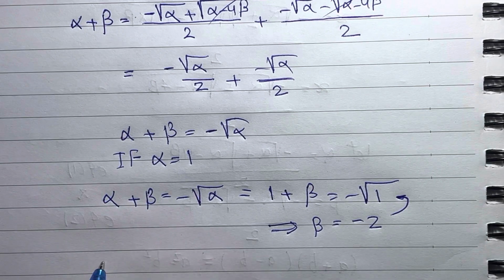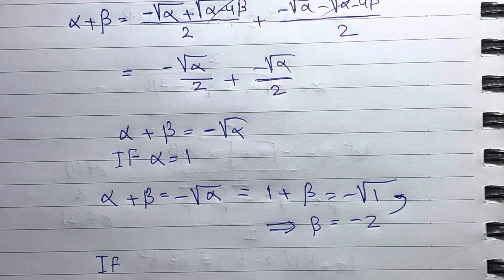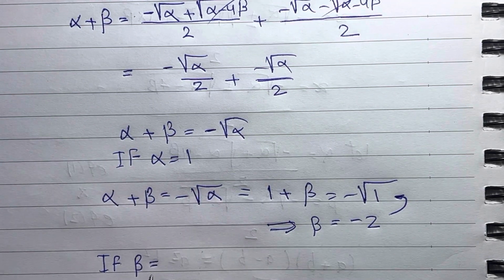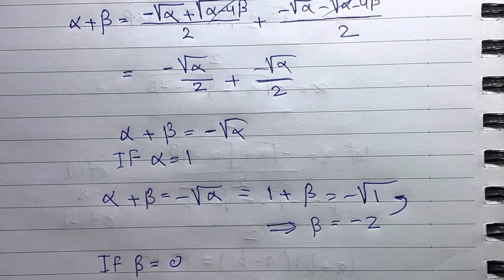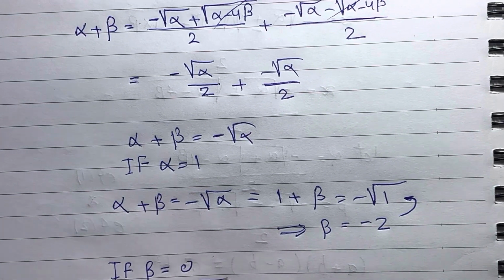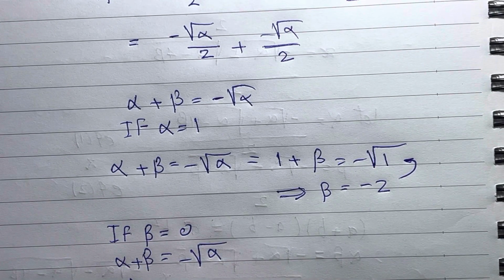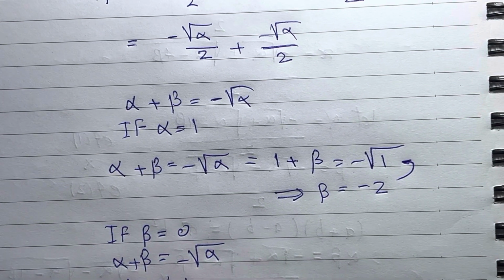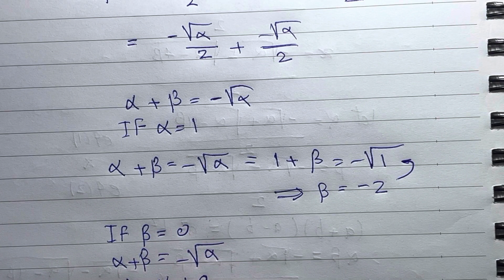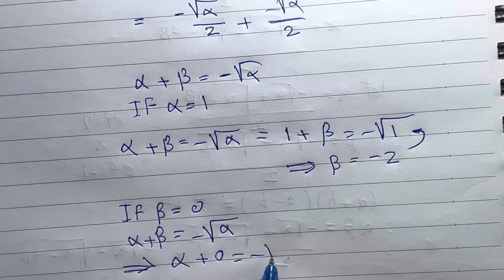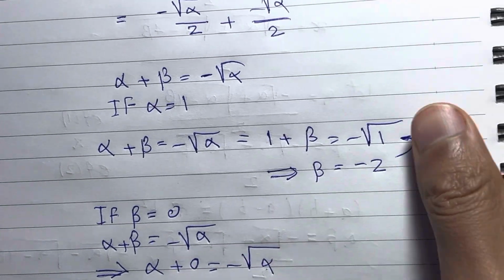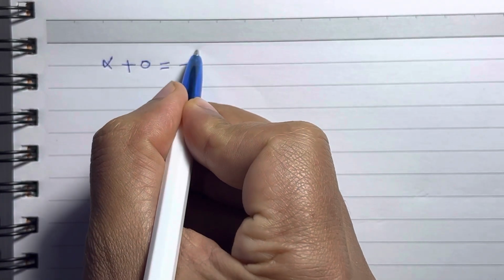That's good. From the ones that were solved already, if beta equals 0, then alpha plus beta equals minus square root alpha. So here alpha plus beta, or alpha plus zero, we substitute beta with zero, equals minus square root alpha. Okay, that's good. So here alpha plus zero equals minus square root alpha.